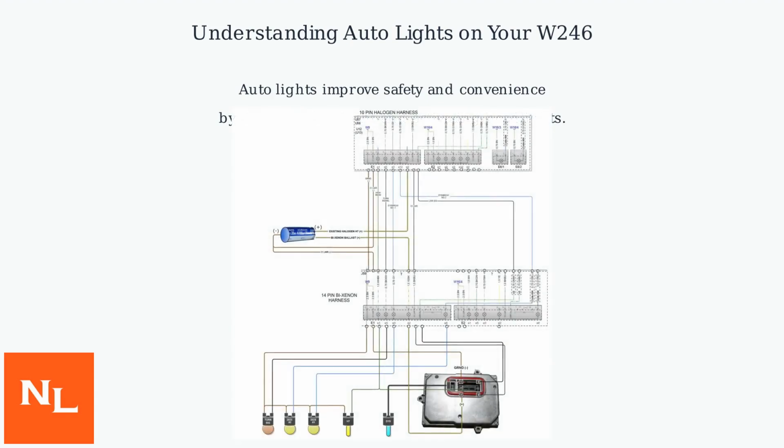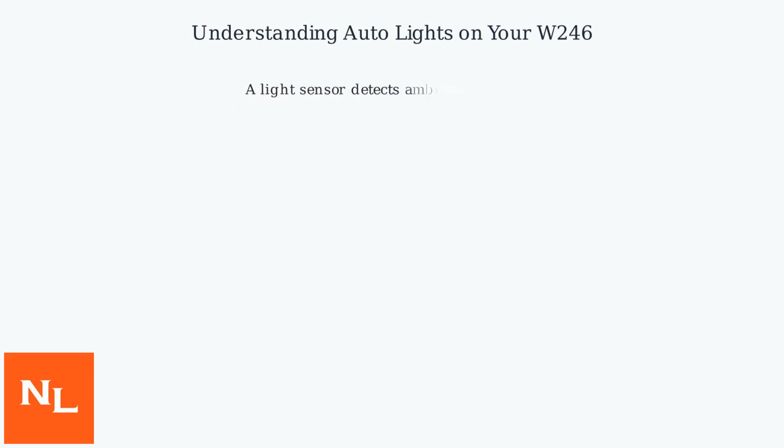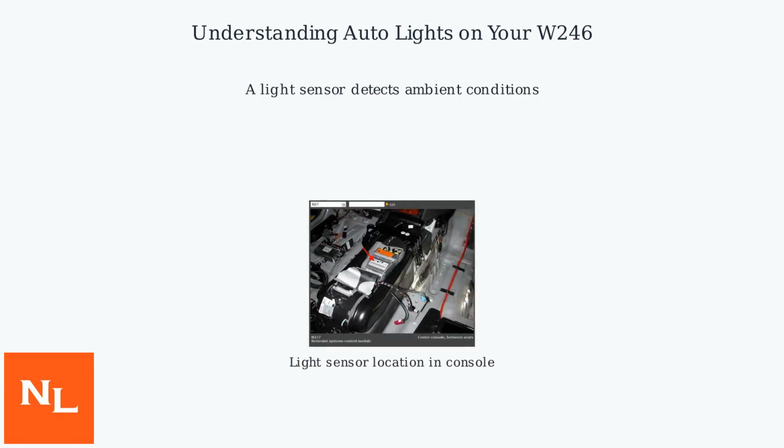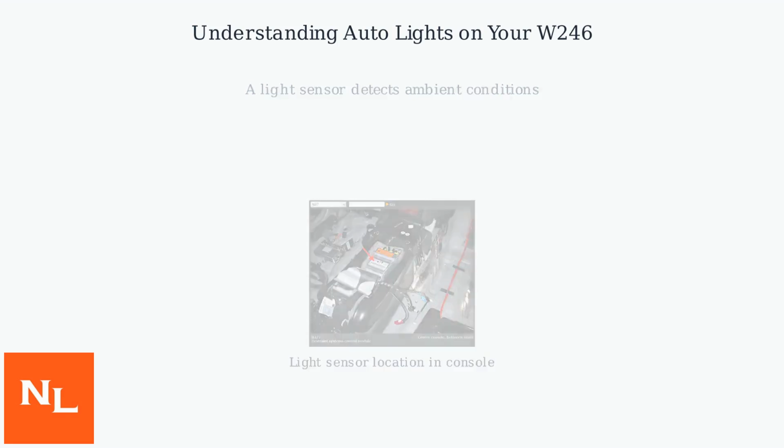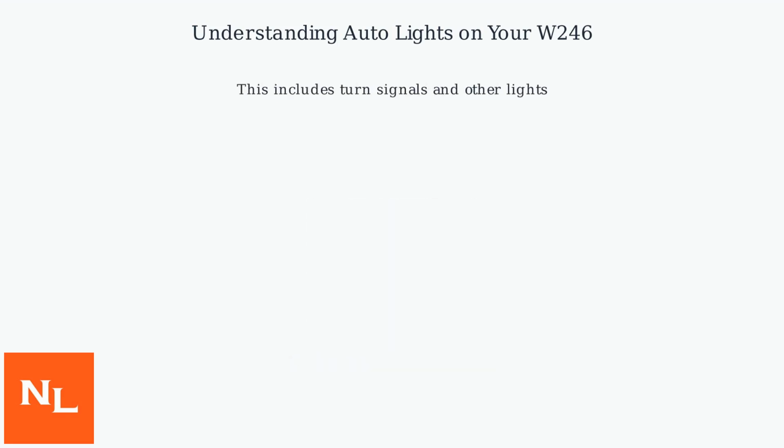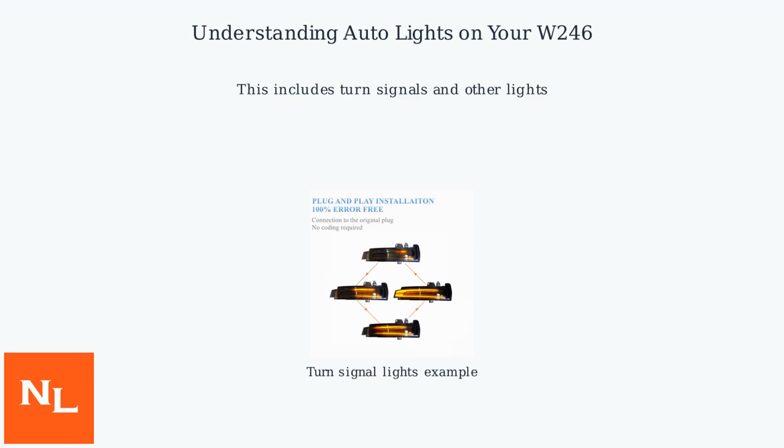The system uses sensors and wiring to connect lighting components. A light sensor detects ambient conditions to trigger the headlights. The sensor is typically located near the rearview mirror or in the center console. The system integrates with turn signals and other vehicle lighting components, which work alongside the auto headlight system.